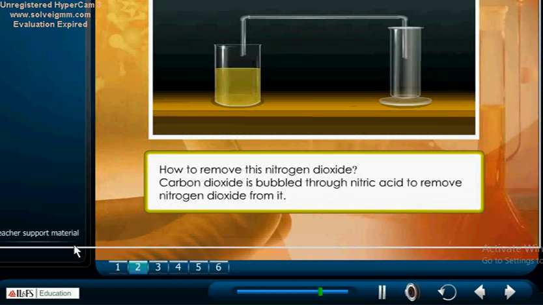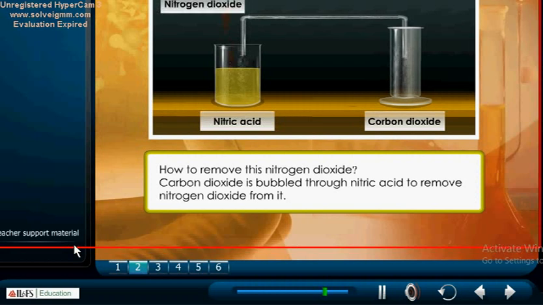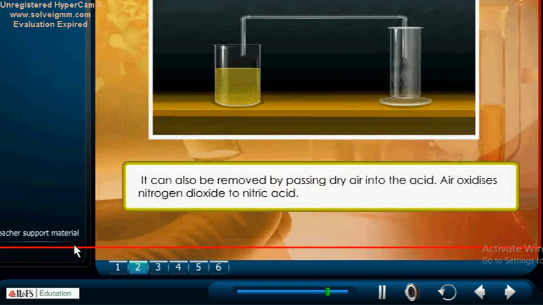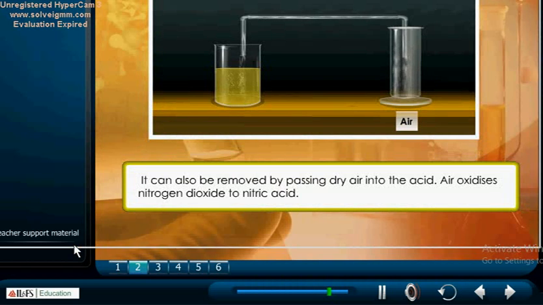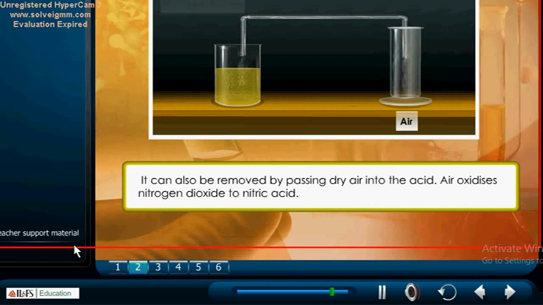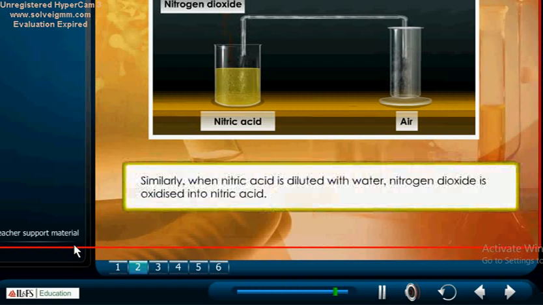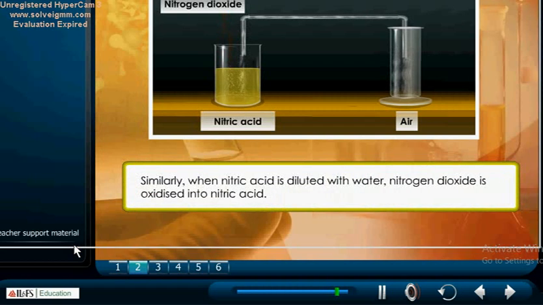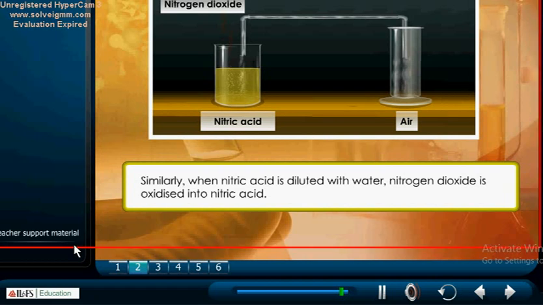How to remove this nitrogen dioxide? Carbon dioxide is bubbled through nitric acid to remove nitrogen dioxide from it. It can also be removed by passing dry air into the acid. Air oxidizes nitrogen dioxide into nitric acid. Similarly, when nitric acid is diluted with water, nitrogen dioxide is oxidized into nitric acid.